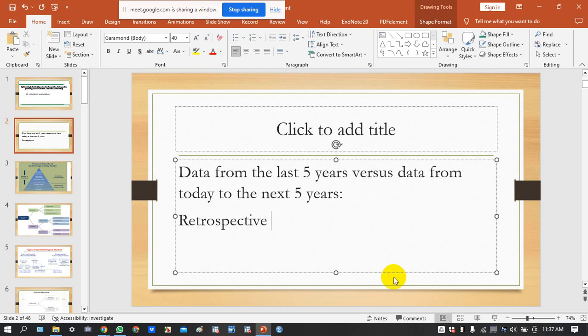Then 5 years from now to the future becomes prospective. So this one becomes retrospective, prospective, or retrospective longitudinal study.